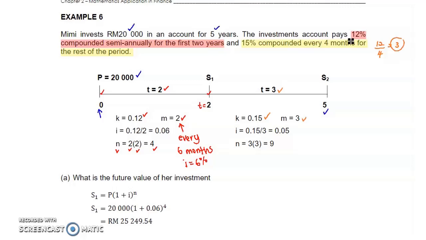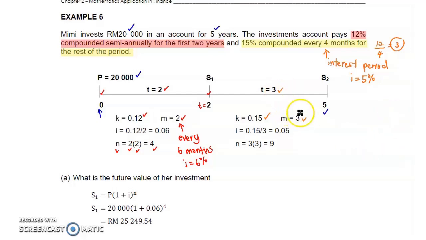Okay, the interest period is 4 months. This is the interest period, every 4 months. Okay, K, 15% is the rate for 1 year. So if every 4 months, how many percent? That one is referring to value I. So I equals 15% rate for 1 year divided by the frequency of conversion. In 1 year we calculate interest 3 times, so divided by 3. So every 4 months the interest rate is 5%. 15% divided by 3, we get 5%.